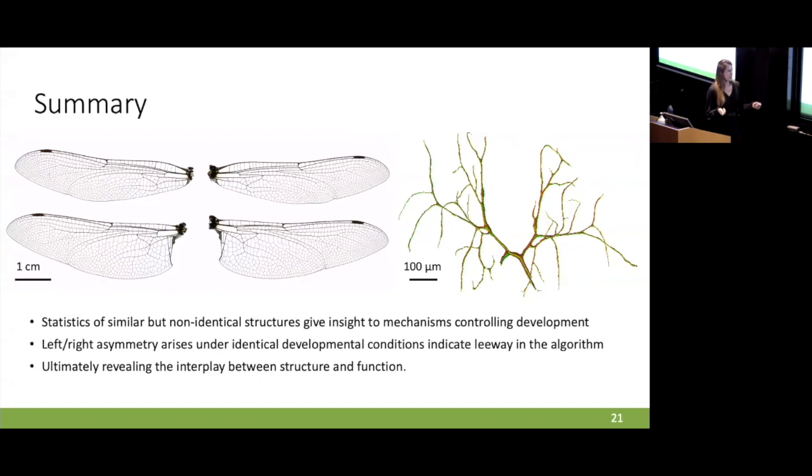Because these came from the same animal, both of these structures are first genetically identical, and second, they've developed in identical developmental conditions. So studying the left-right asymmetry actually indicates leeway that's built into the algorithm. And then finally, we'd like to map these to their functionalities and study the interplay between structure and function.